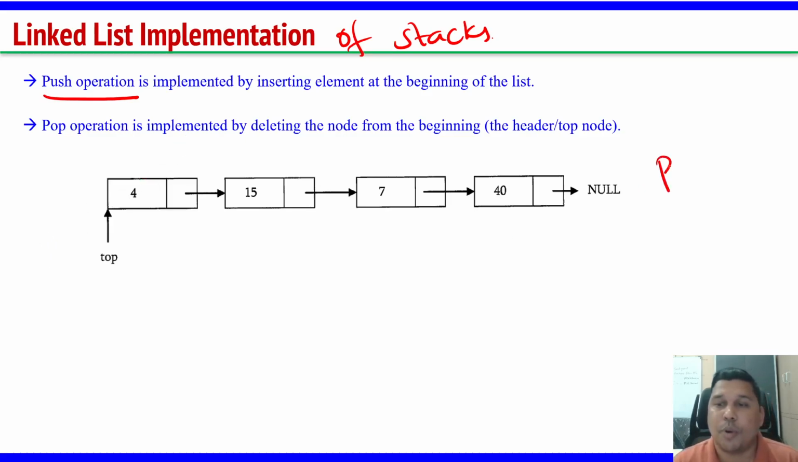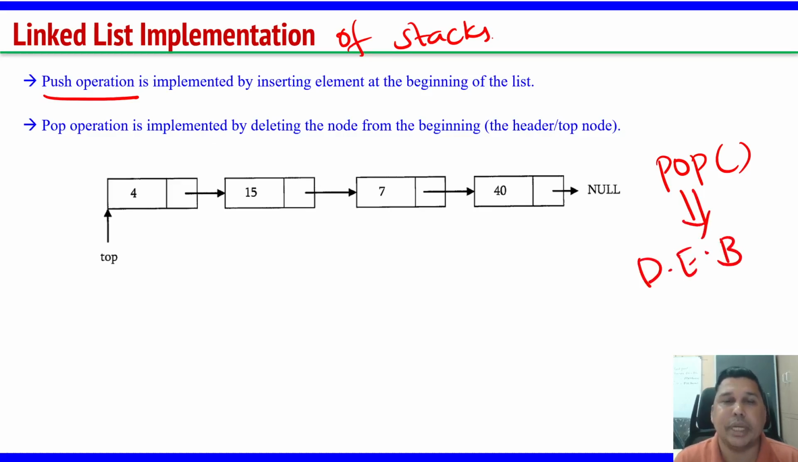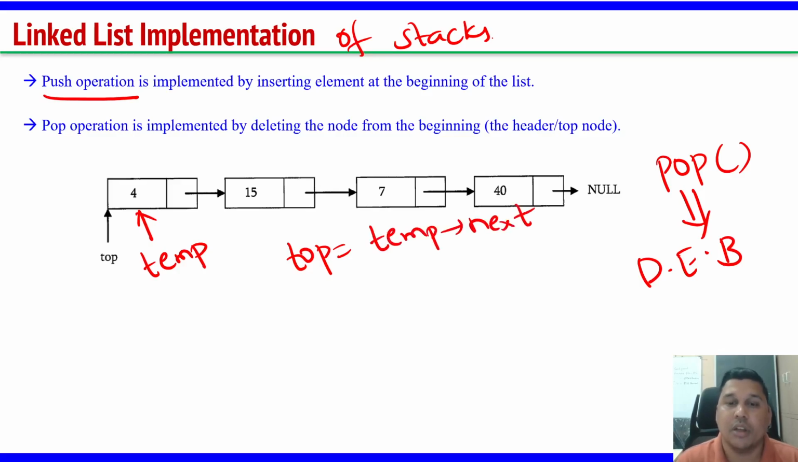Right. So pop operation is the same as deleting an element at the beginning. So how do I have to delete? So this is my top, take a temporary, you can declare another variable as temp, which is also pointing to the head or the top. After this what I have to do? Simply make your top equal to temp next. Okay. So this will become my top equal to temp next, one statement.